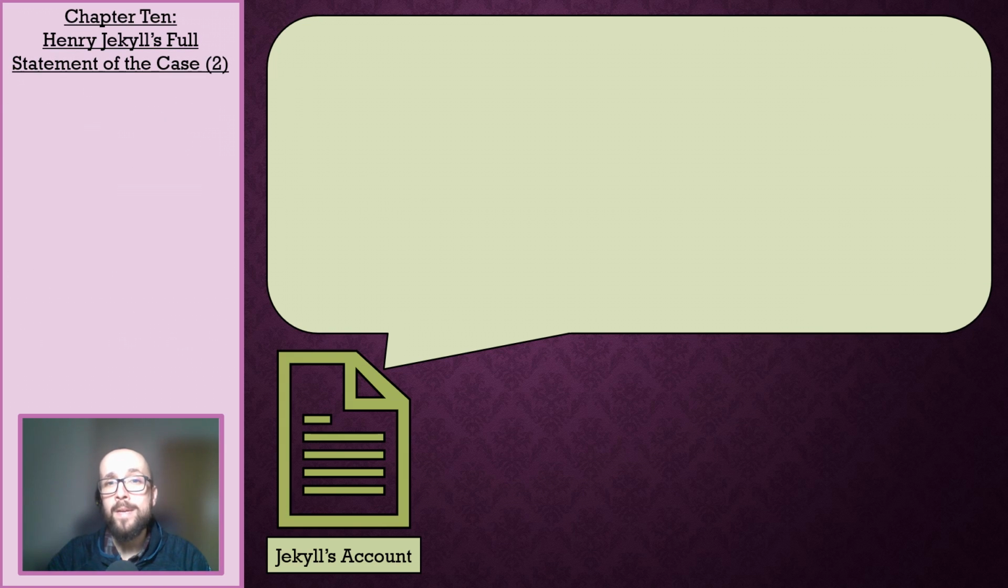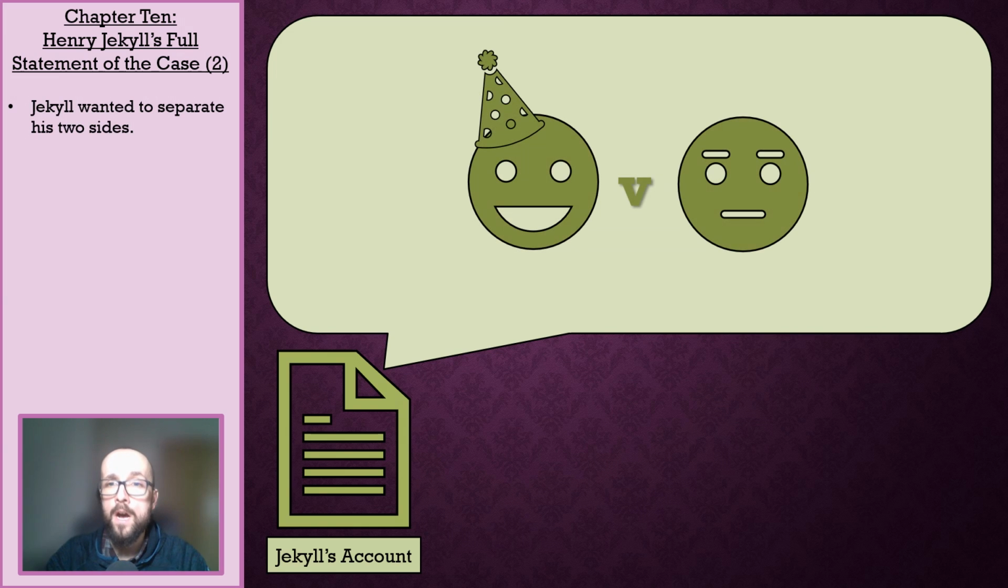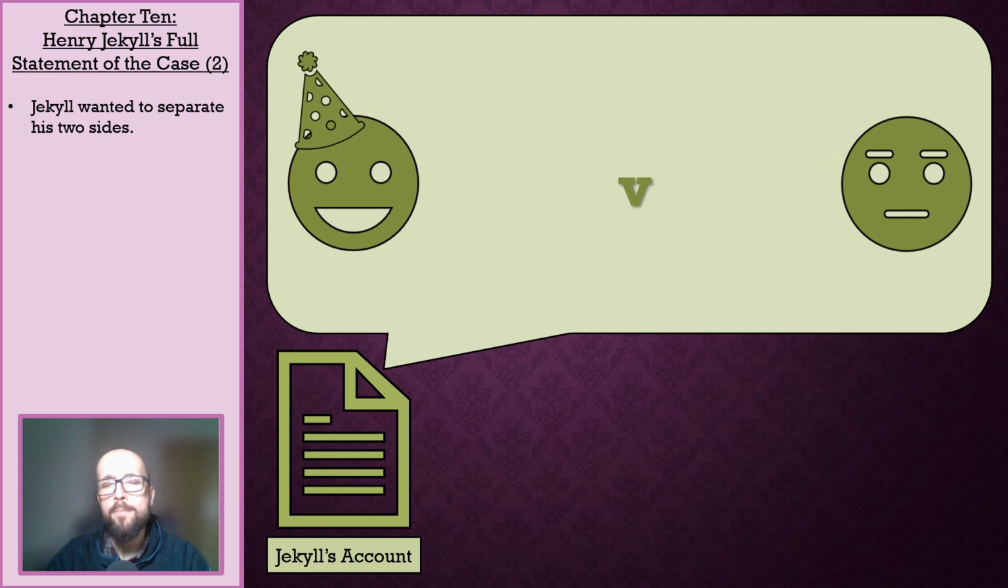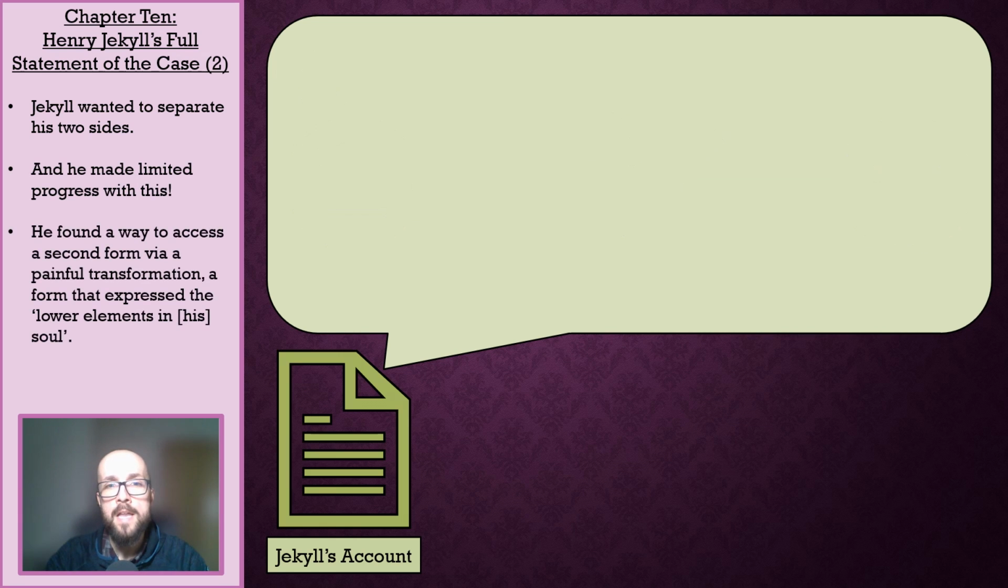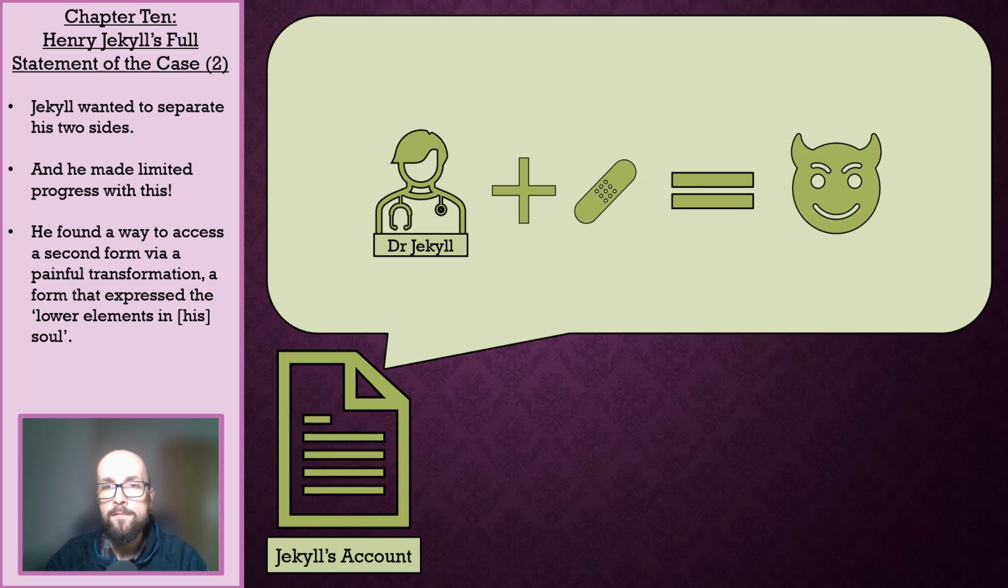Jekyll explains how he wanted to split his two sides in half, for he found living a duplicitous life to be unbearable. His serious public half wished to be free from the risk of being disgraced by his private self's desires, whereas his private self wished to be freed from the high standards and guilt held by his public half. And Jekyll actually made some progress with this, for he managed to make a drug that allowed him to access a second form via a painful transformation.